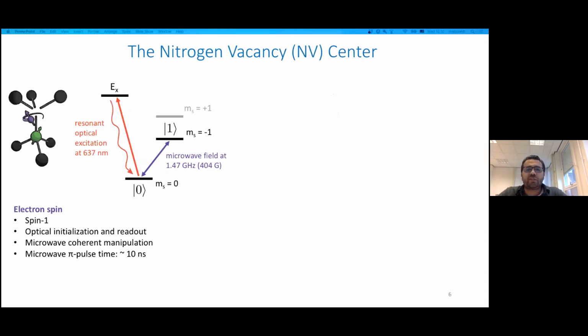So the NV center is a defect in the diamond lattice, where a nitrogen atom replaces a carbon atom, and that happens to be next to a vacant site in the lattice. So there is an electron spin associated with this defect, and this is a spin one system that can be optically initialized and read out, and it can be manipulated by microwave pulses, fast and efficient.